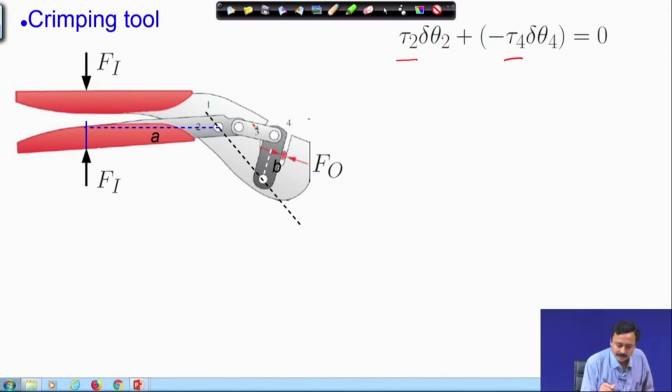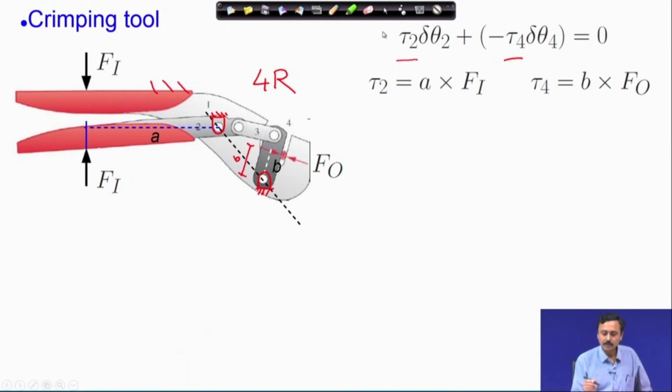Here you can see that, considering that this is a ground hinge and this is a ground hinge, essentially this is a 4R mechanism. This is a 4R mechanism and the links have been numbered. So, 2 is the handle, 1 is the ground, and the output link is 4. So, torque at the input is nothing but A times Fi, and the torque at the output is nothing but this distance B times Fo.